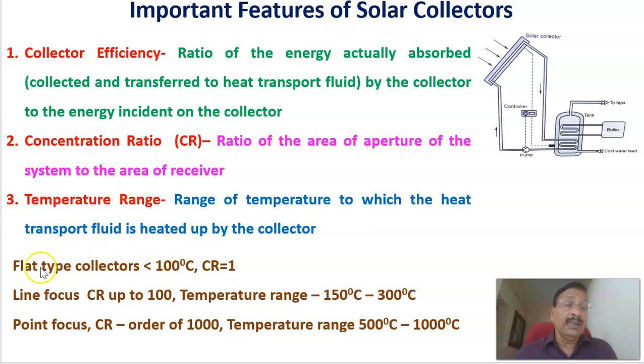Now, for example, here, the flat type of collector. In flat type collectors, a temperature of less than 100 degrees centigrade is possible, and the CR equals 1.